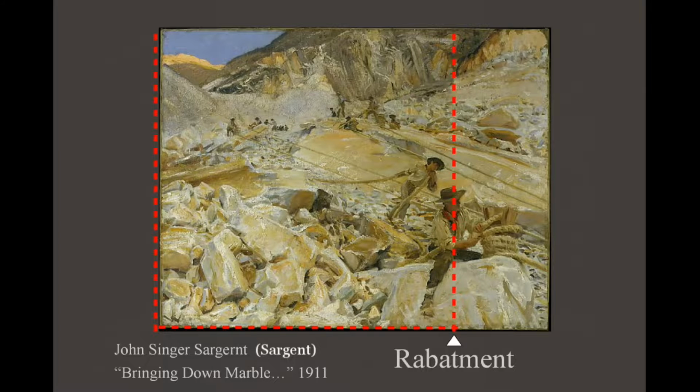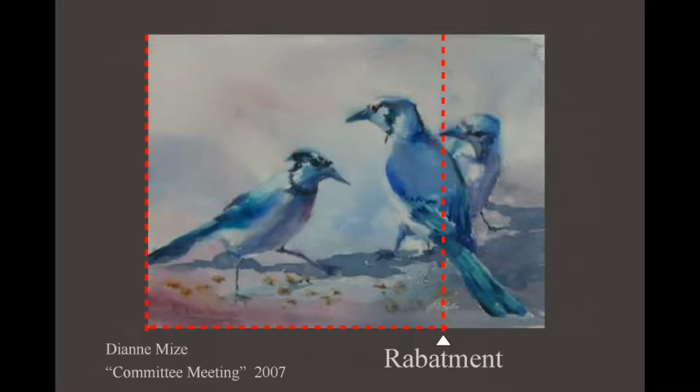And now here's some of my uses of rabatment. Here is sort of a comical or whimsical subject of three jaybirds having a conversation. I call it committee meeting. The main conversation is going on within the square. The onlooker is in the rectangle of rabatment.